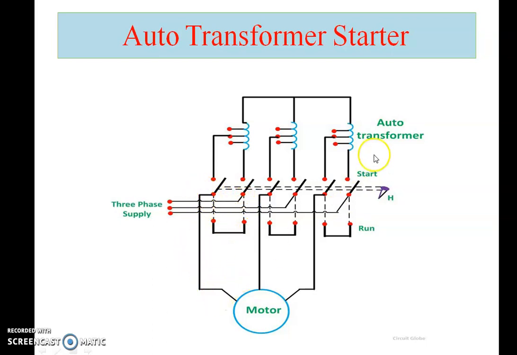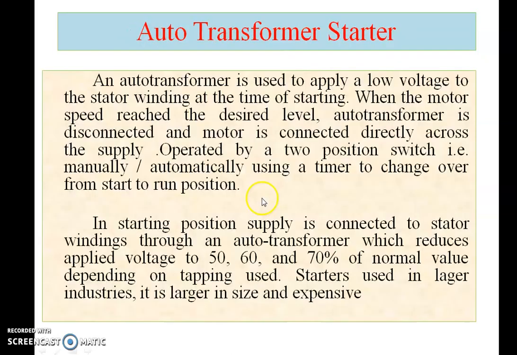That means the auto transformer starter winding is automatically cut out from the supply system when the machine is at running condition, when the machine, or simply called a motor, reaches its rated value. Okay, so this is nothing but the auto transformer. So this is the explanation of the auto transformer.